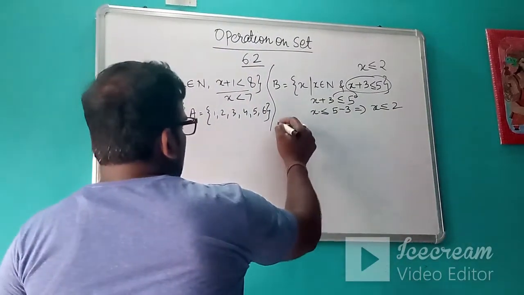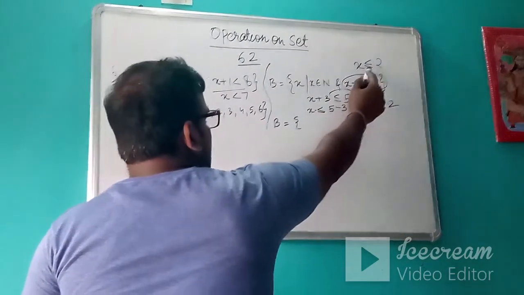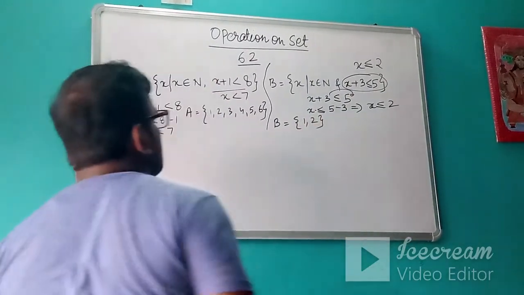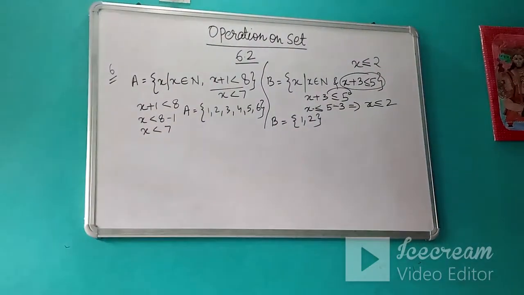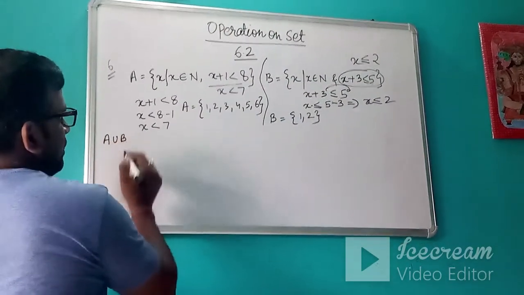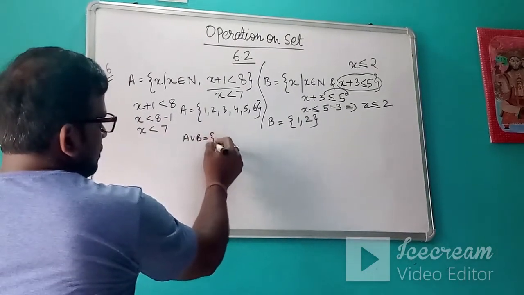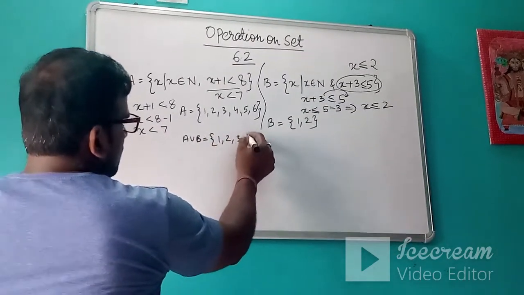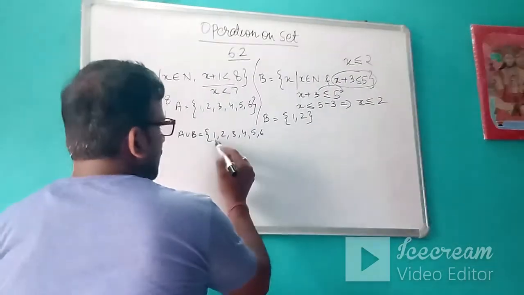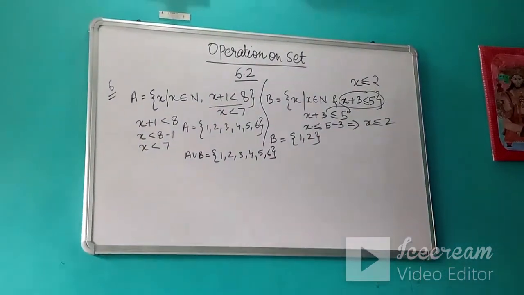So now we can replace this by x is less than or equal to 2. What will be your set B? Set B will be all the natural numbers which are less than as well as equal to 2. This is the equal to sign. That means 1 and 2. This will be your set B. Now if I want to calculate A union B, first I write all the elements of A: 1, 2, 3, 4, 5, 6, and the elements of B are 1 and 2, which are already written. So this will be your A union B.